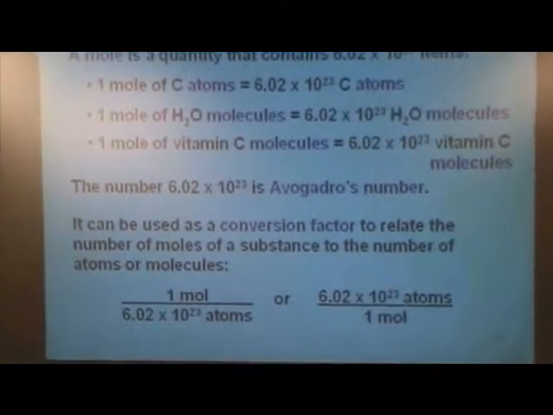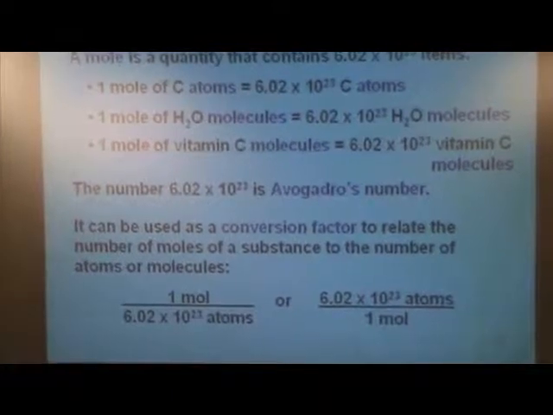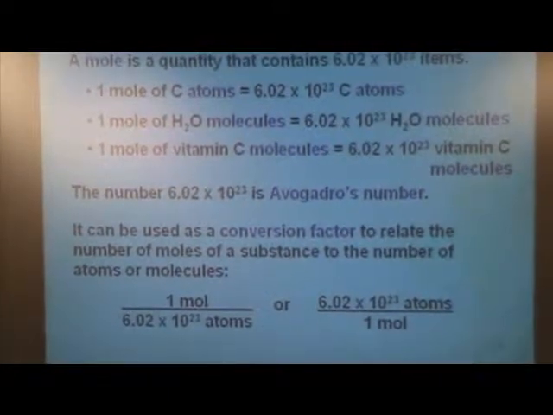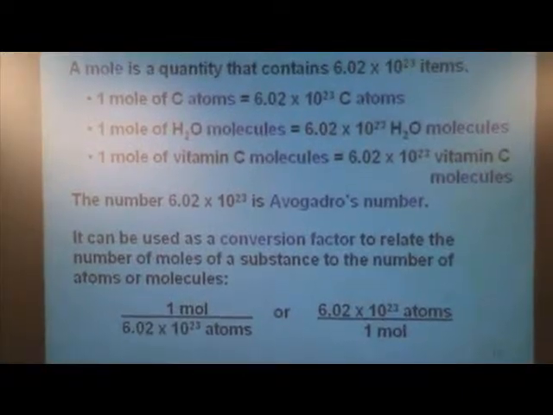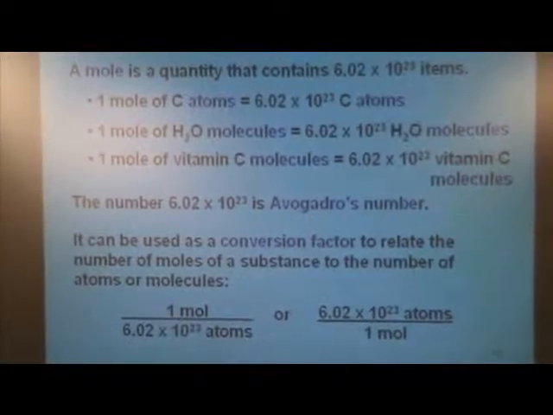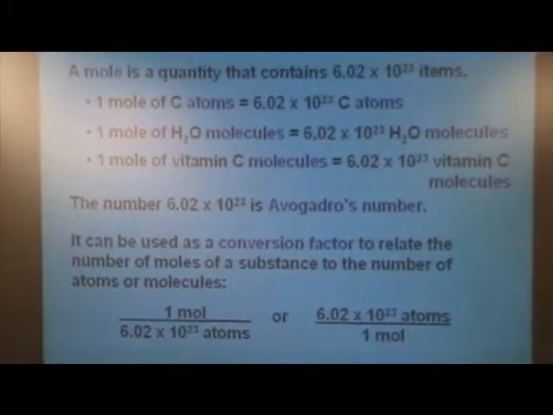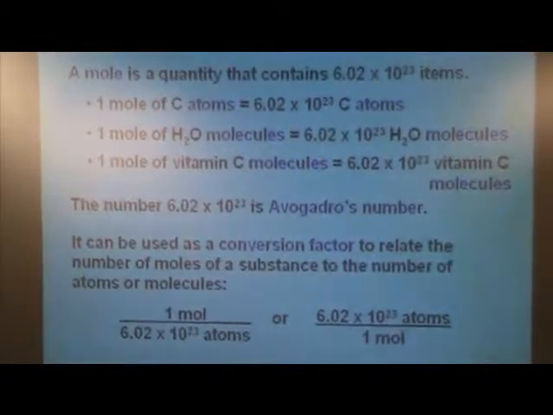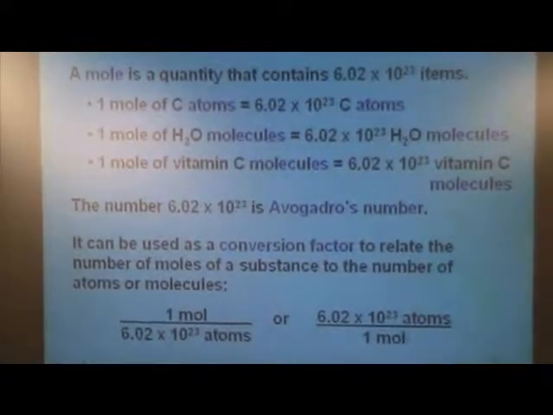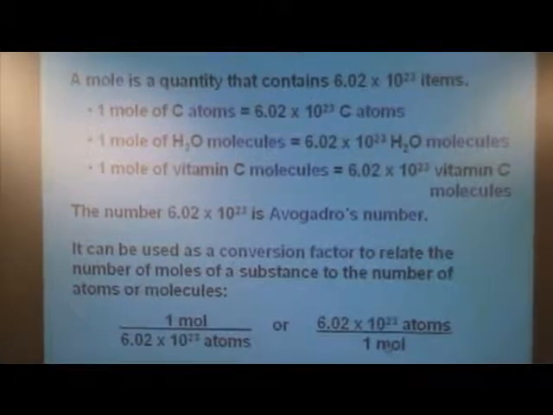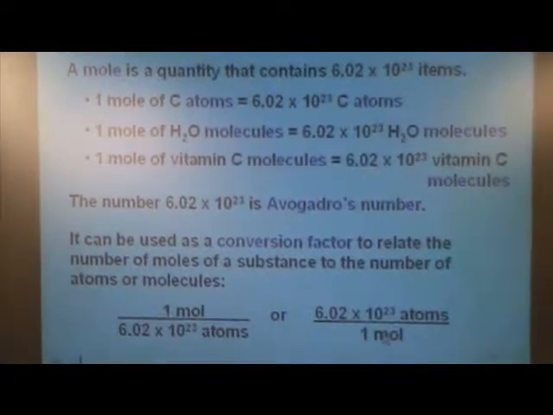Okay? So the number 6.02 times 10 to the power of 23 is Avogadro's number, and it can be used as a conversion factor to relate the number of moles of a substance to the number of atoms or molecules. So 1 mole over 6.02 times 10 to the power of 23, or 6.02 times 10 to the power of 23 over 1 mole. You can do vice versa actually.